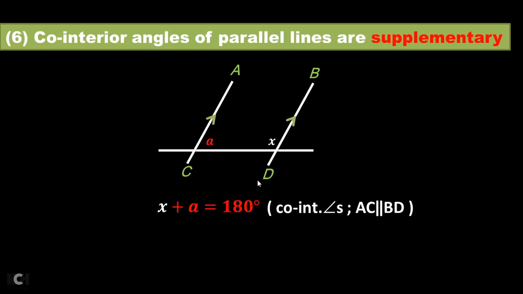Now, when working with parallel lines, you want to note down the parallel lines. So we have line AC which is parallel to line BD. Without that, we don't have co-interior angles. Co-interior angles only exist if we have parallel lines. And all these can be noted by the U shape, with the opposite sides of that U parallel to each other.